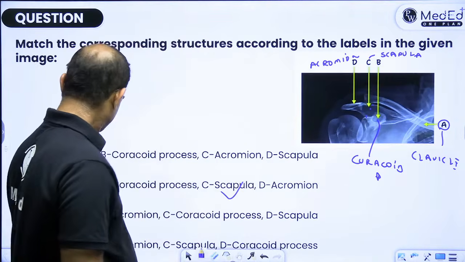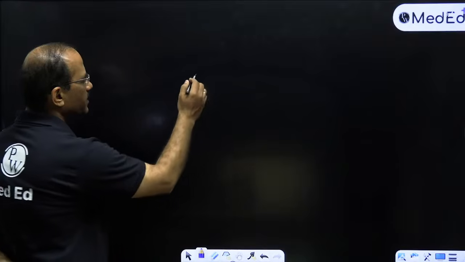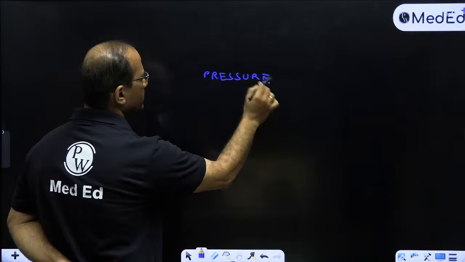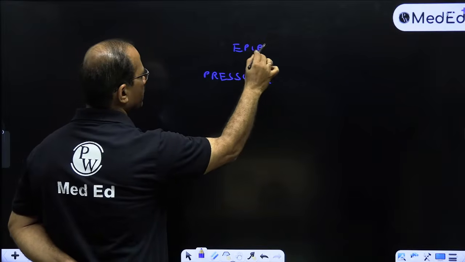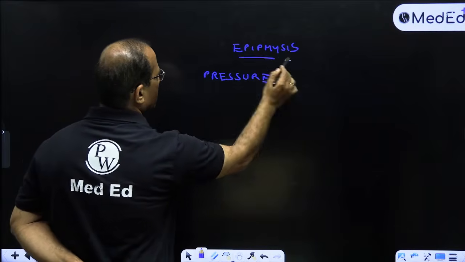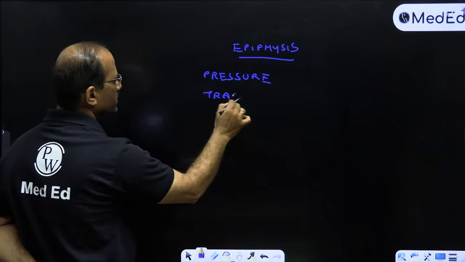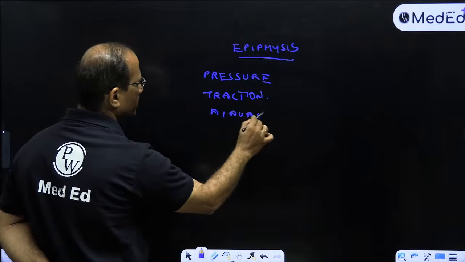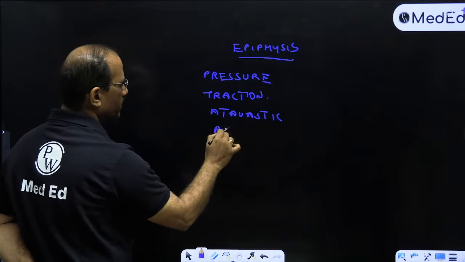4 टाइप्स ऑफ epiphysis है, याद रखना बच्चे. This is always asked in the exam. एक है pressure epiphysis, हाँ, दूसरा है traction epiphysis, तीसरा है atavistic, और चौथा है aberrant.